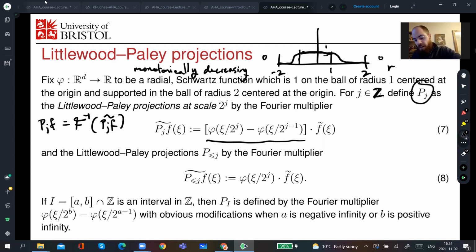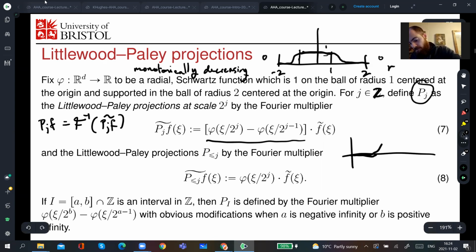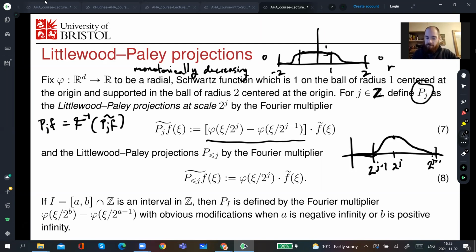And that means its profile looks something like this, taking some very artistic liberties here. So I'm 0 for a while, and I shoot up for a little bit and come back down. This is 2 to the j minus 1, that's 2 to the j plus 1, and I actually hit 1 very briefly at 2 to the j. Okay, so that's what I multiply the Fourier transform of my function by. And that Fourier transform, I then invert to define my Littlewood-Paley piece.